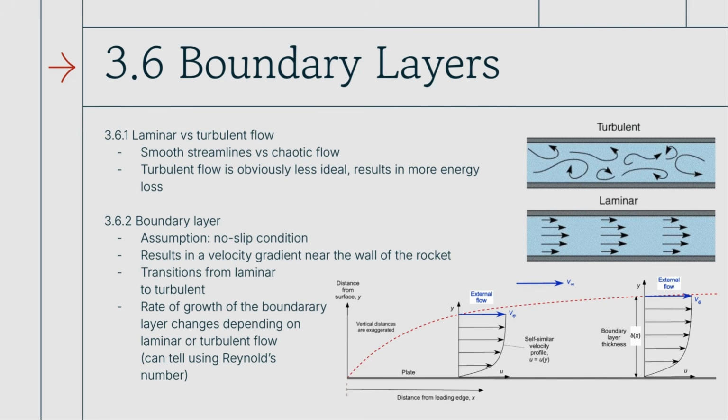Essentially, that's why we say it's okay to have cameras and protrusions out of your vehicle, because at the end of the day, it doesn't matter that much. But in terms of transitioning your flow to turbulence, that can actually make a big difference. So, yeah, that's really all I have to say about boundary layers.